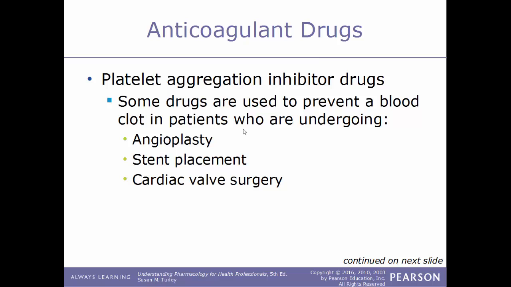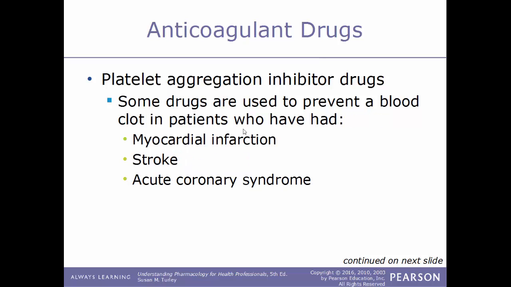Now, some of these drugs are used to prevent blood clots in patients who are going through certain procedures, such as angioplasty, a stent placement, or cardiac valve surgery. And these kinds of drugs can also be given to patients who in the past have had a myocardial infarction, a stroke, or acute coronary syndrome.